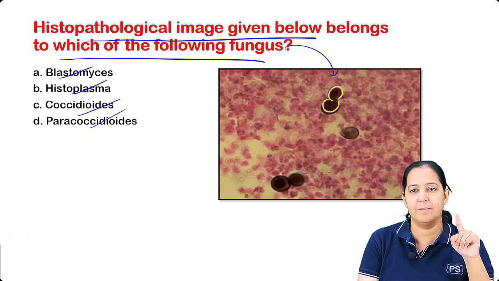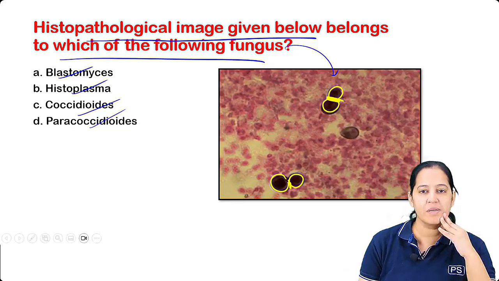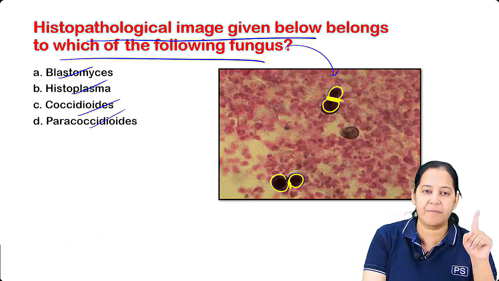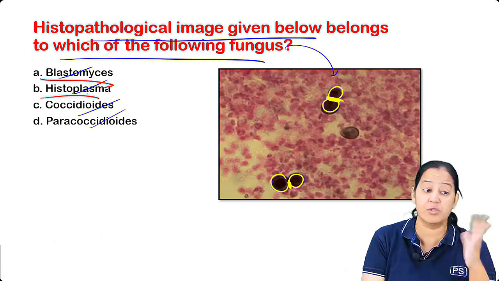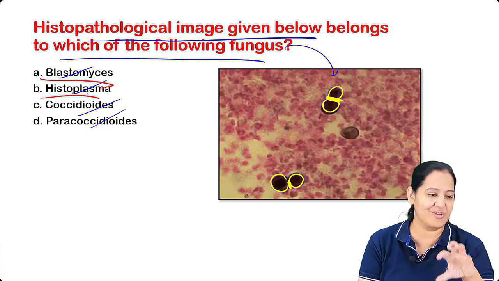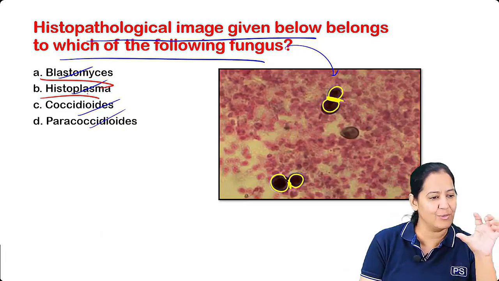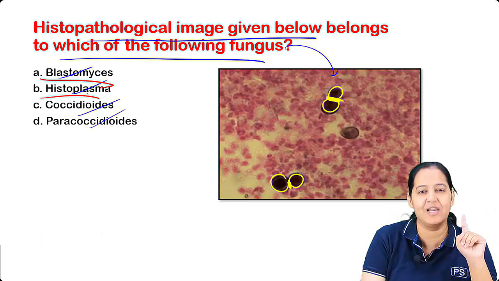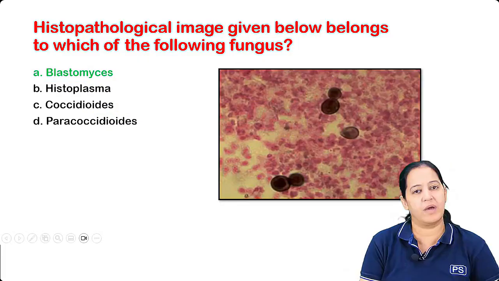If you see, the buds are relatively broad base, number one. The double wall is not visible, but they are not intracellular. So I will prefer blasto over histo. Now in appearance histo also looks like this, but histo is intracellular. This is extracellular and it is looking like broad base. You cannot clearly tell broad from narrow, but still blasto is more preferred than histo. So the correct answer here is blasto.